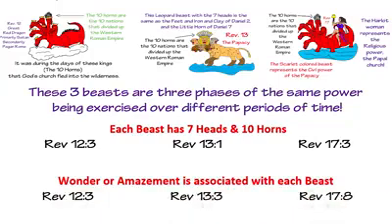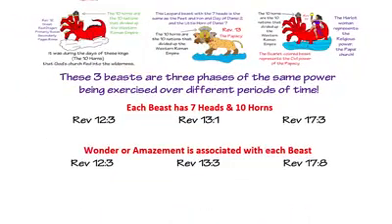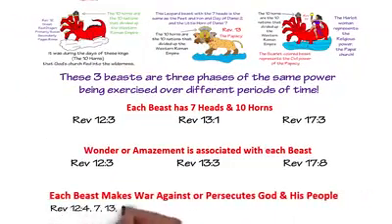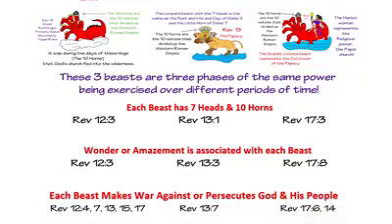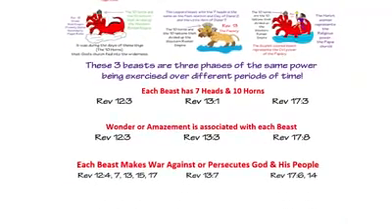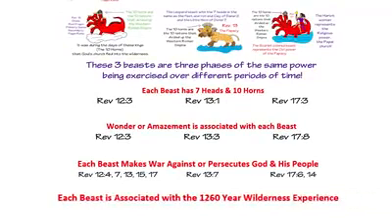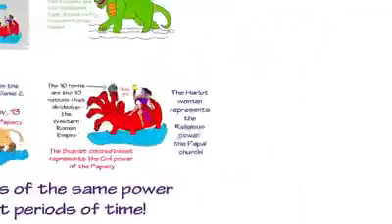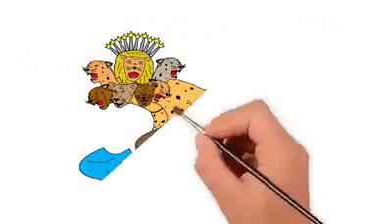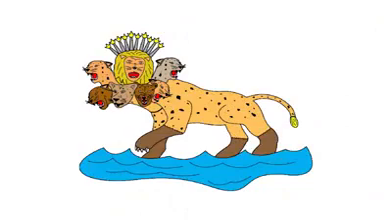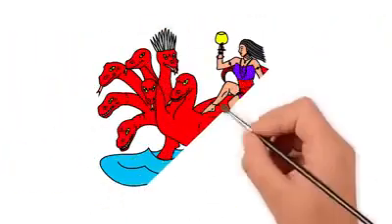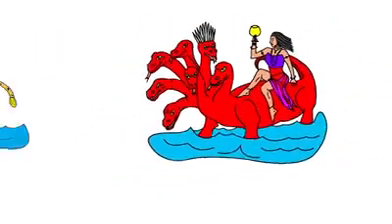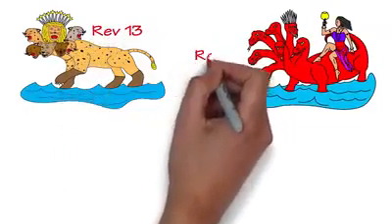Wonder or amazement is associated with each beast. Each beast makes war against or persecutes God and his people. Each beast is associated with the 1260-year wilderness experience. Behind each of these 3 beasts is the power of Satan, influencing them to mingle churchcraft and statecraft, deceiving the kings of the earth to war against God and his people.